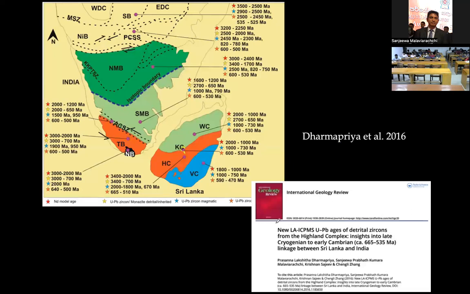This study particularly helped to correlate southern India, because southern India shows very similar rock types, similar metamorphic grades, similar metamorphic ages with our terrains, especially with the Highland Complex, right? So to correlate these two terrains, that we were together at that time, these ages were very helpful, right? In this paper that describes.